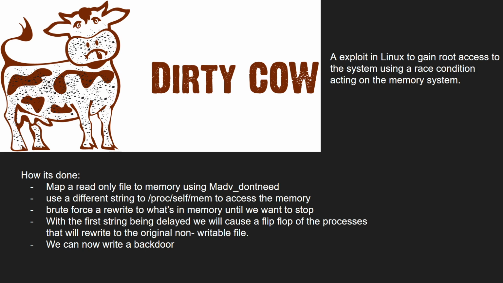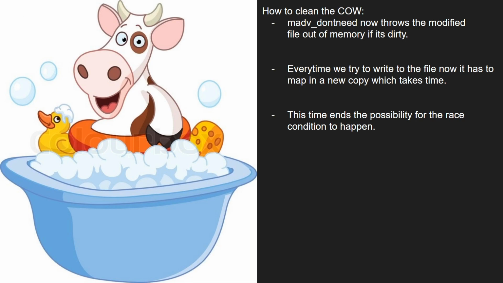Now, how does one clean this Dirty COW? Well, basically the patch, they took madvise MADV_DONTNEED, and they had it throw away anything mapped to memory if it was dirty, dirty being the bit that shows if it's modified or not. If it is modified, it is dirty. If it's not modified, it's clean. So because they throw this out, we aren't able to get the flip-flop because it calls a new copy each and every time, thus ending the possibility for the race condition to happen.